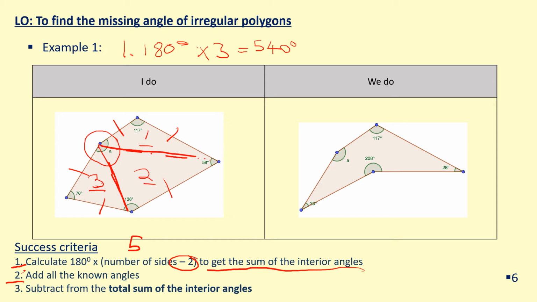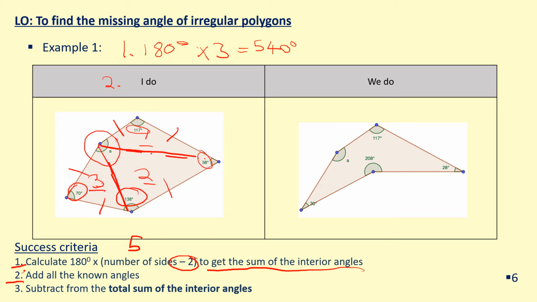So you have to look at this image again. We know we're missing one, which is labelled A. We've got to add all the angles together that we can see. So we add 117, 58, 138, and 70. Okay. So that's going to be, I'm just going to do that quickly here.